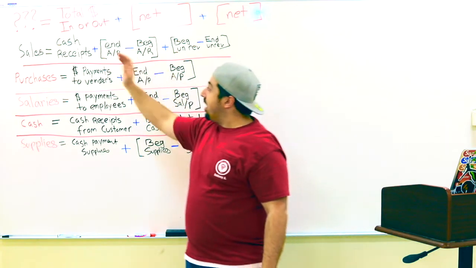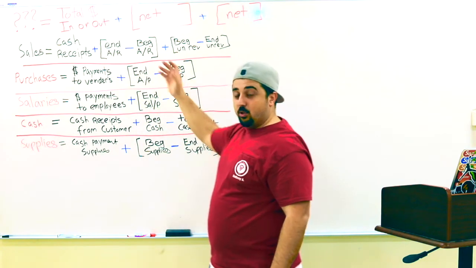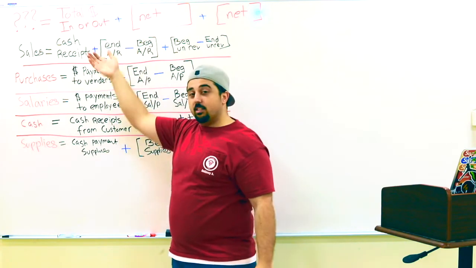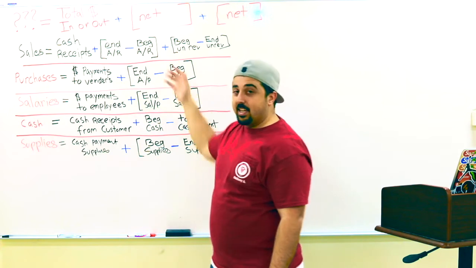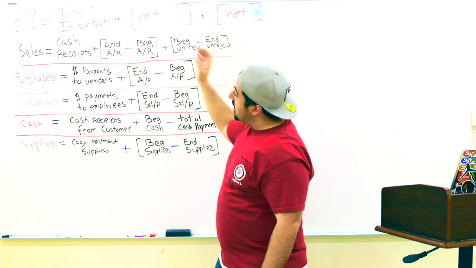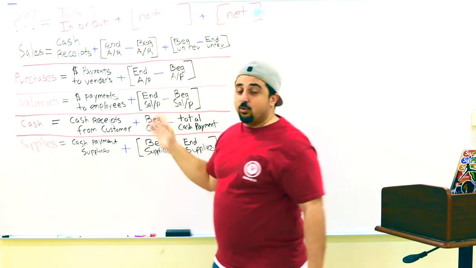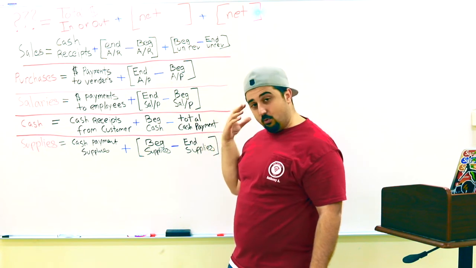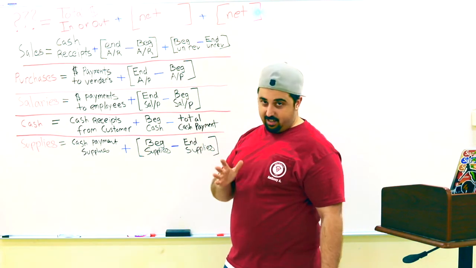But for accounts receivable, your net is flipped reversely. So you go ending accounts receivable minus beginning accounts receivable. Why might you ask? The process of doing this shows how much your accounts receivable has increased, thus, the amount that you have earned but not collected.